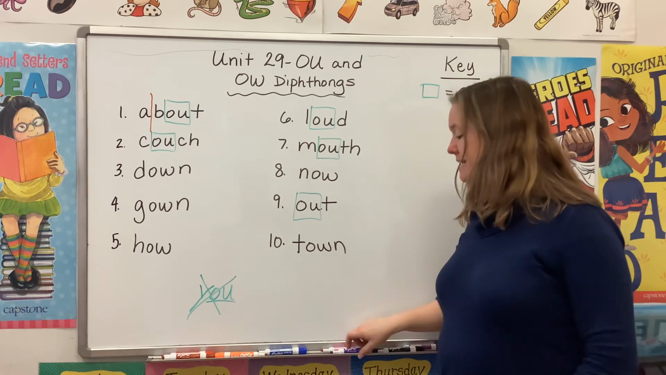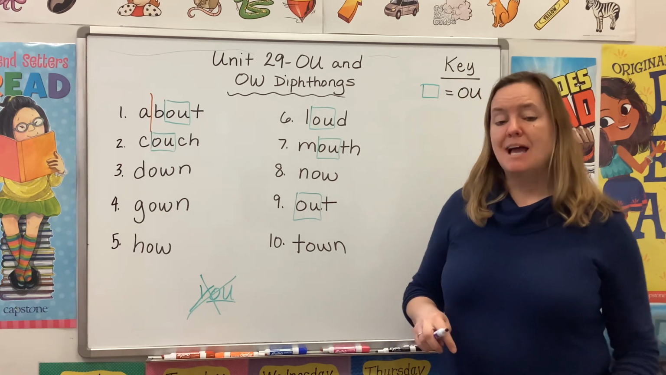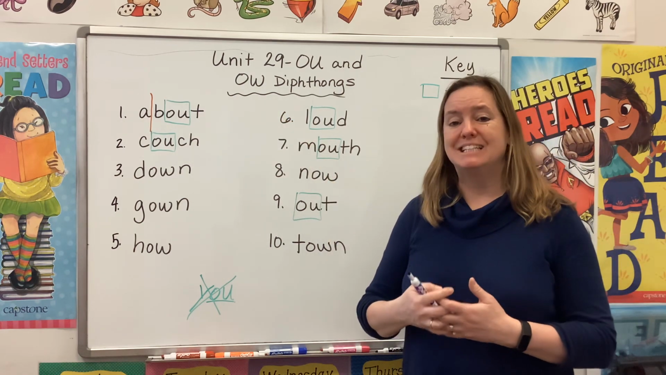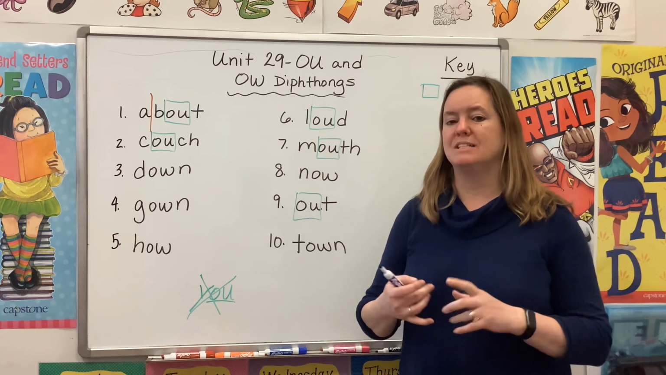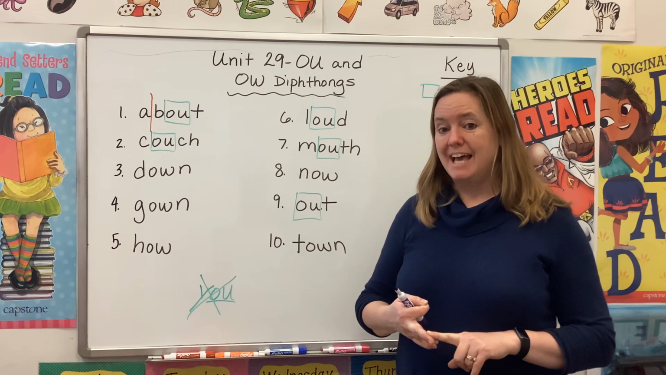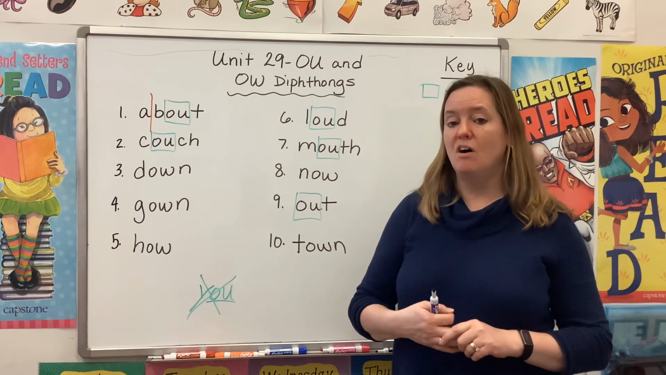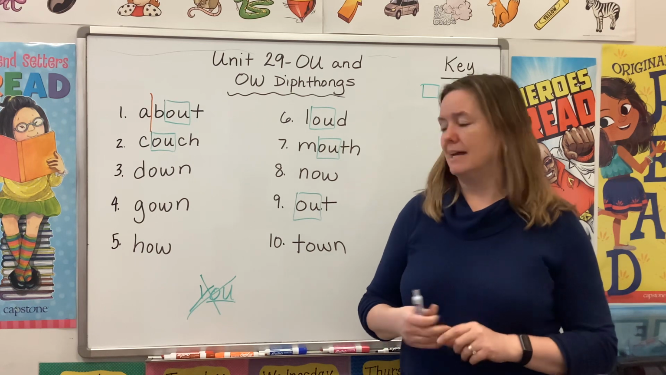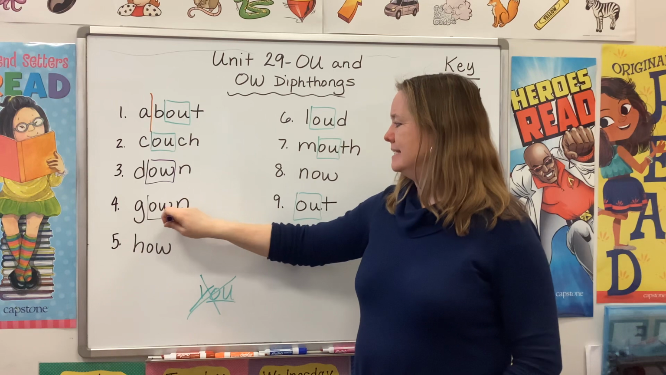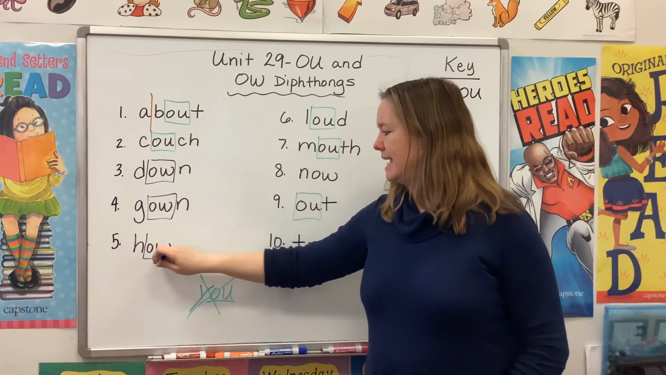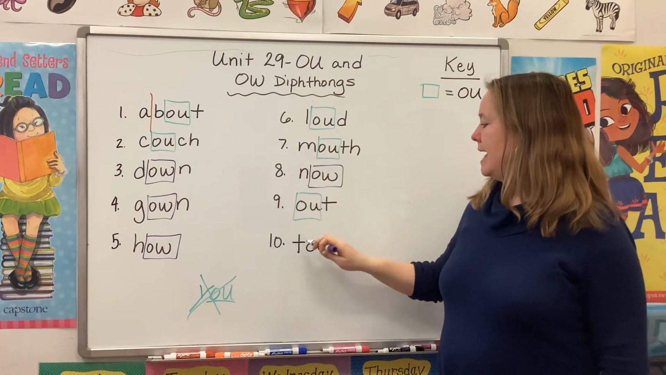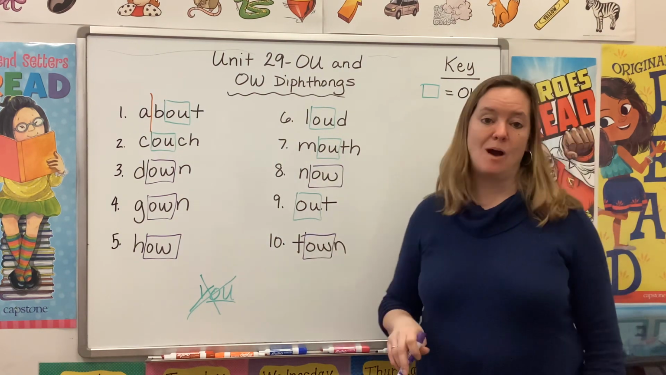All right, choose a second color. And this time, let's look for OW. Now, you've seen OW before because it can make a long O sound in words like grow and snow and blow. Well, today we're noticing that OW can also make an ow sound. We see it in the middle of down and gown. We see it at the end of how and now, and in the middle of town.